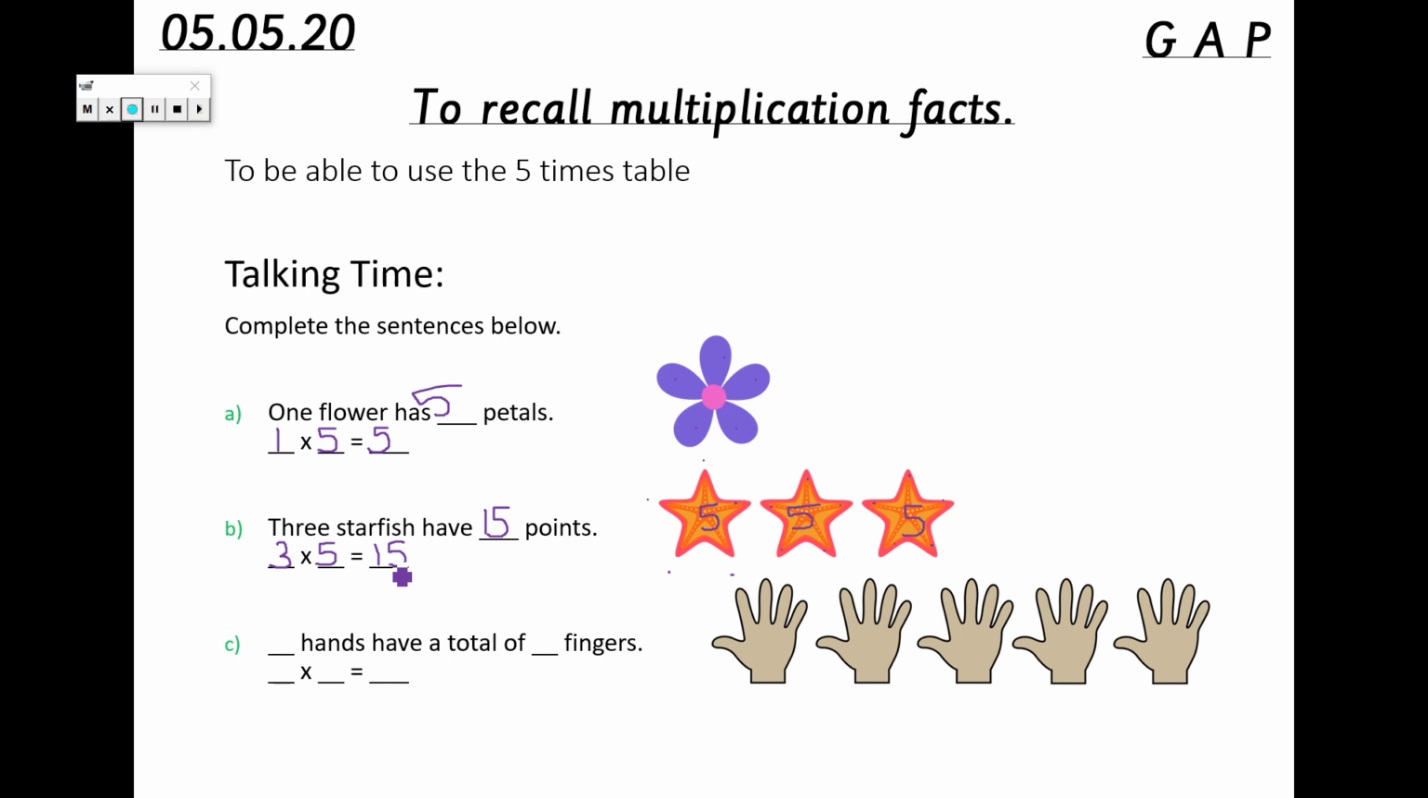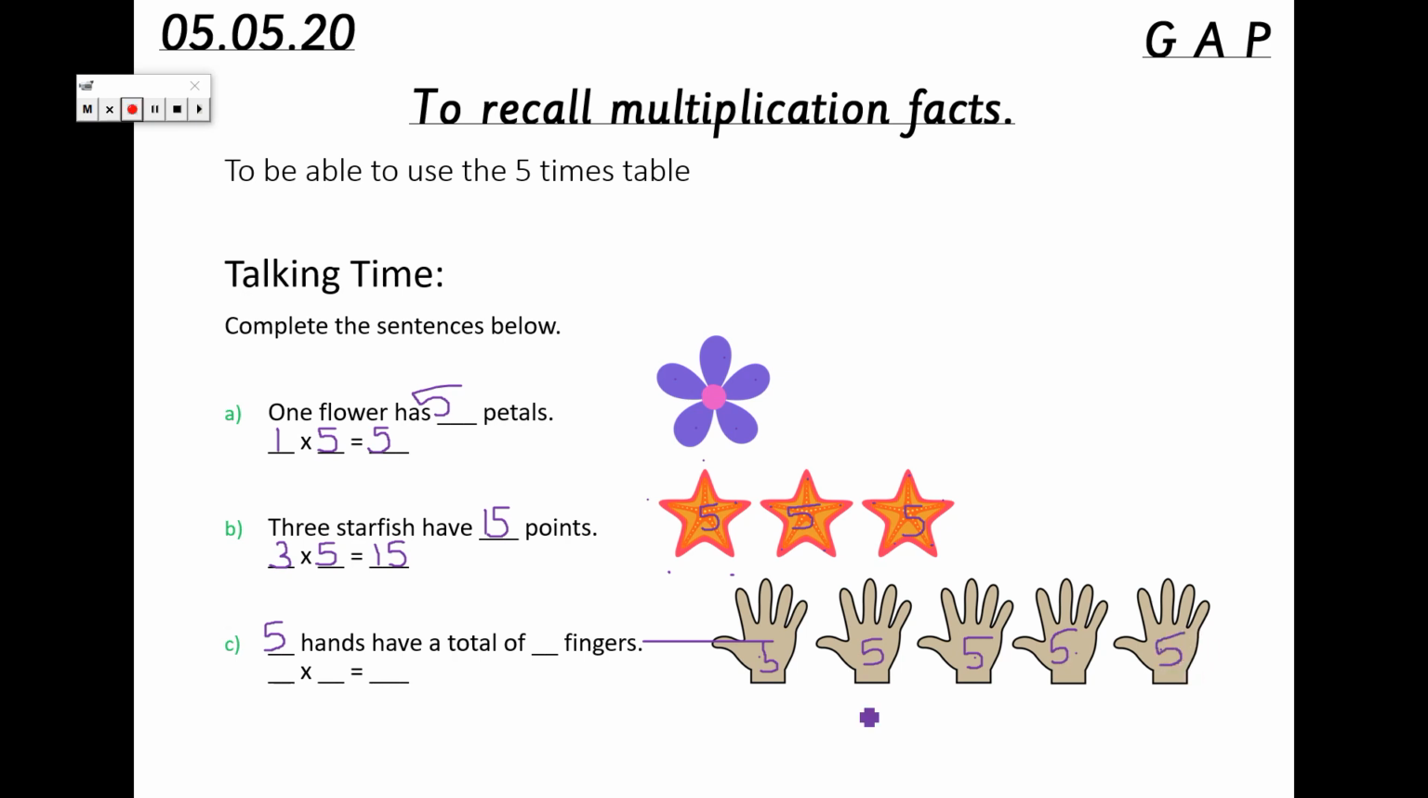So how many hands can we see there? Have a quick count and see if you can count how many hands we can see. So there is 1, 2, 3, 4, 5. There's 5 hands altogether, and 5 hands have got a total of how many fingers? Well, with 5 fingers on this hand, with 5 fingers on this hand, 5 on this hand, 5 on this hand, and 5 on this end.